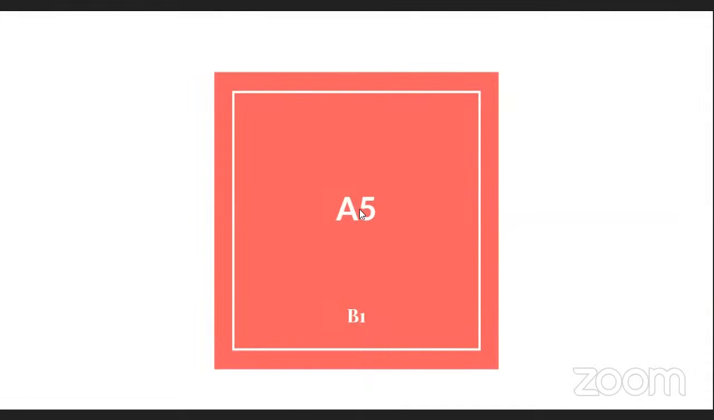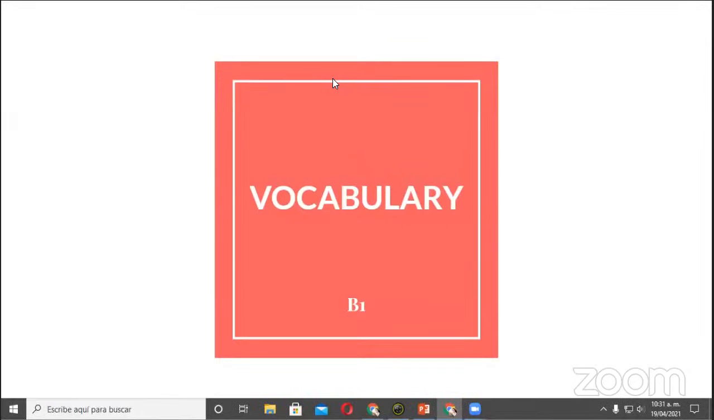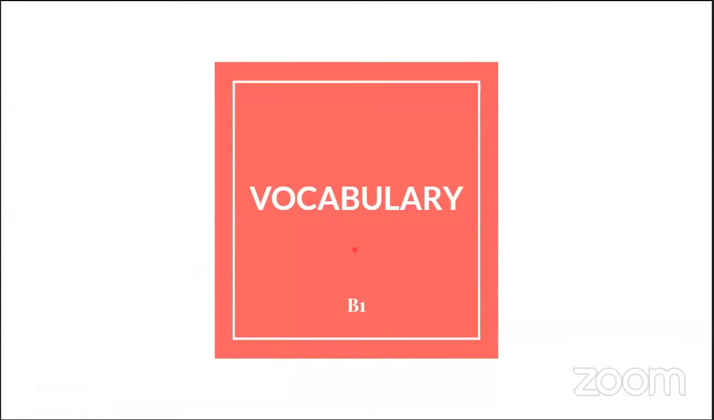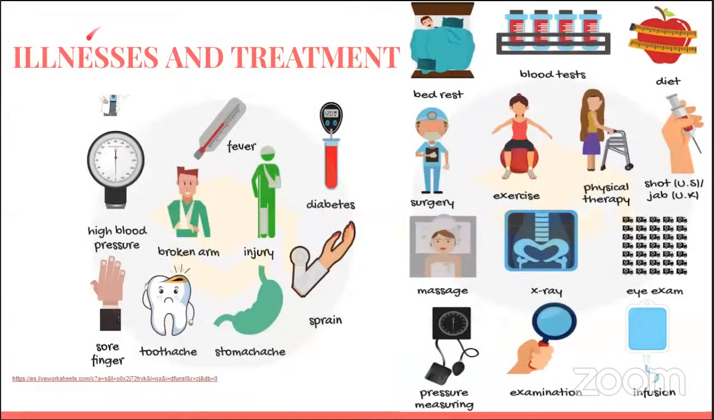All right. Well, let's please begin with this new term, Module A5. And in the platform, you will see that it will be shown as B1. Okay. So, in the first unit, we are going to review vocabulary words related to illnesses and treatments. Now, you might be very familiar with this.